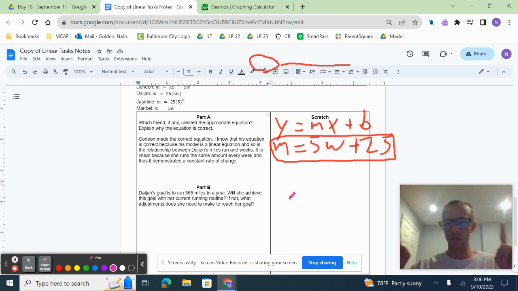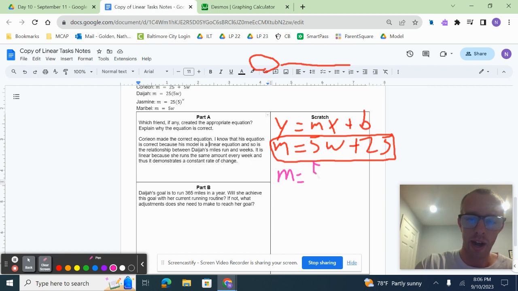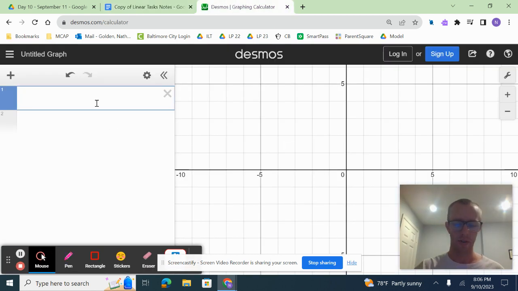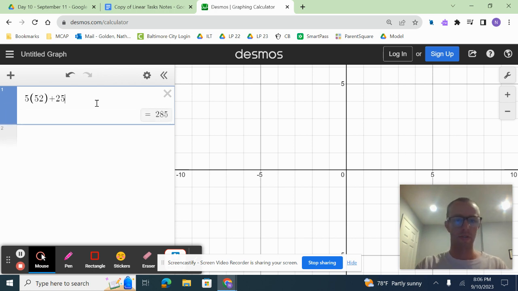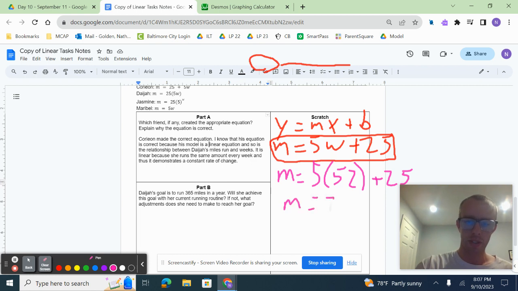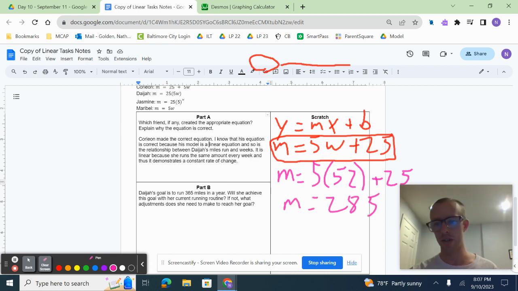So that's a little tricky. It gave you the time in years. You had to convert it to weeks. But really, I can rewrite the equation. It's M equals 5 times 52 plus 25. Again, you're allowed to use the Desmos calculator. So we could plug this right in to Desmos if I wanted to. 5 times 52 plus 25 is 285, right? 5 times 52 is 260, plus 25 is 285. So M equals 285. So in a year, she'll have run 285 miles. So does she reach her goal of 365 miles? No, right? No, she does not.